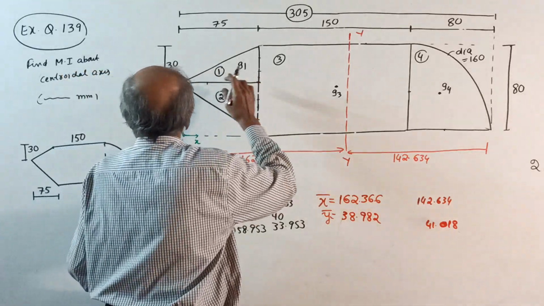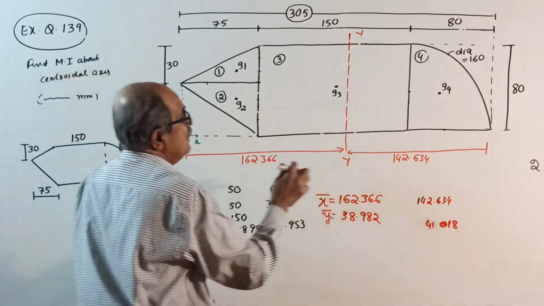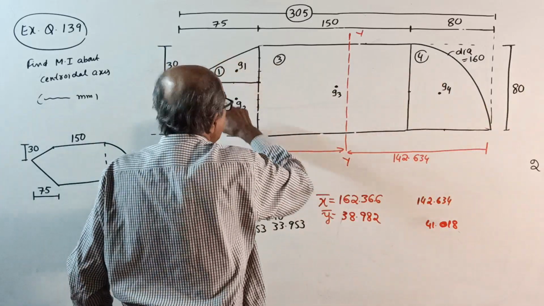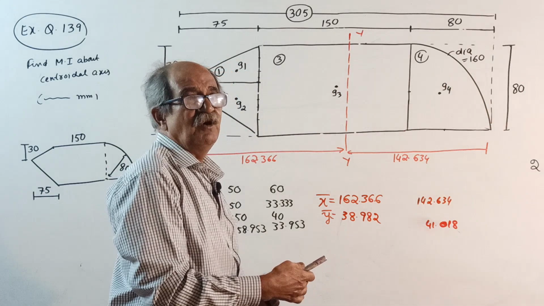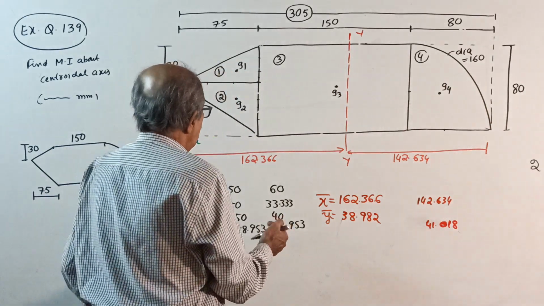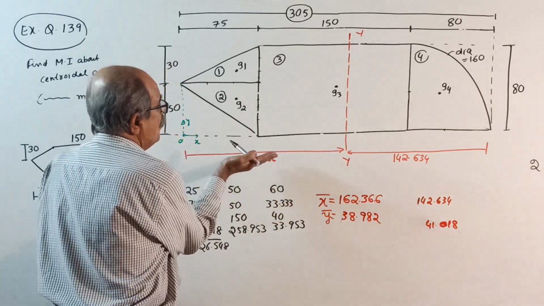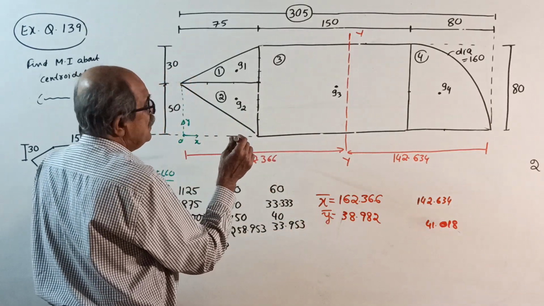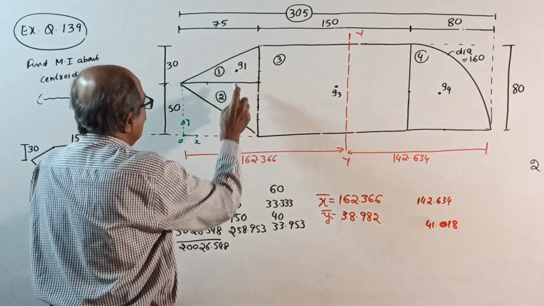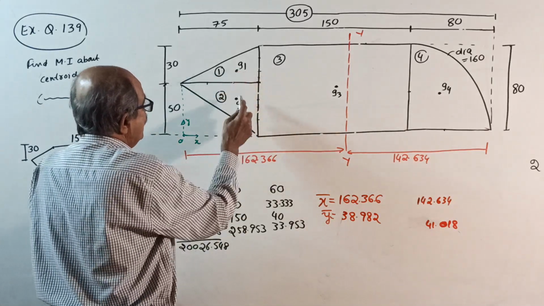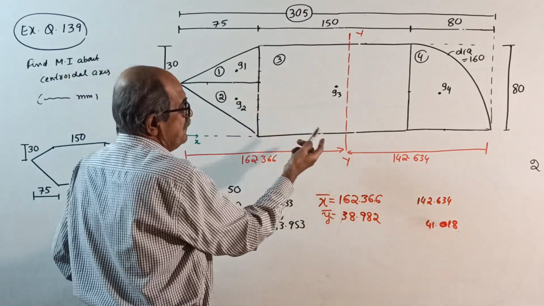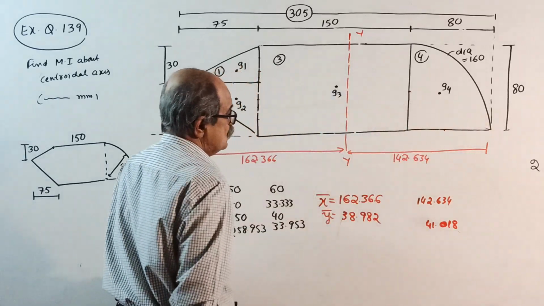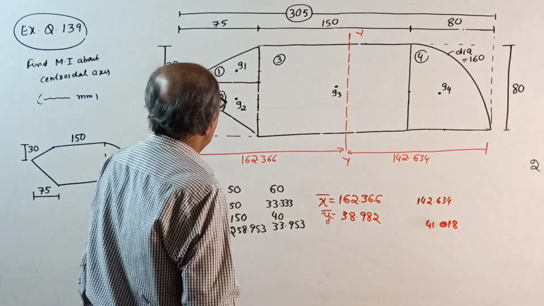Think a little. See, radius 80 means this is 80. This is 80. If that is 80, this is 30, this is 50. You have to use a little idea. Okay, then y bar. Now calculate. Did I tell y bar? I think I told it. Okay, well, leave it. Y1, 50 plus 1/3 of 30. Y2, 2/3 of 50. Y3, half of 80, 2d by 3 pi. Okay. Y bar will come 38.982.